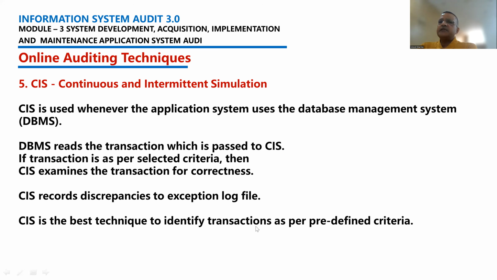CIS is the best technique to identify transactions as per predefined criteria. If you have already defined the criteria you are going to use for checking the discrepancies, then you should use continuous and intermittent simulation.